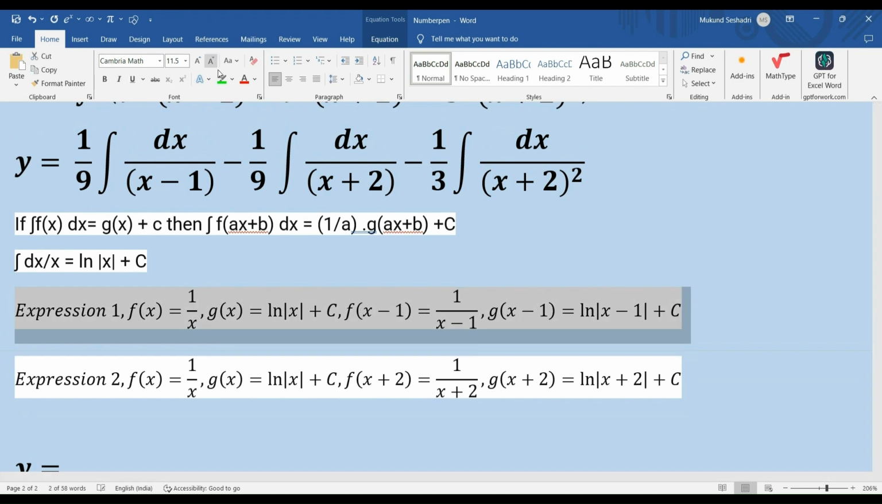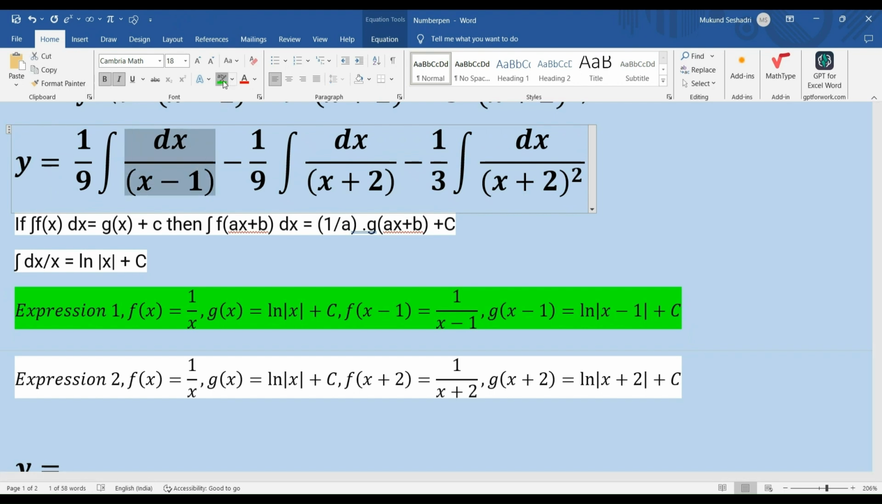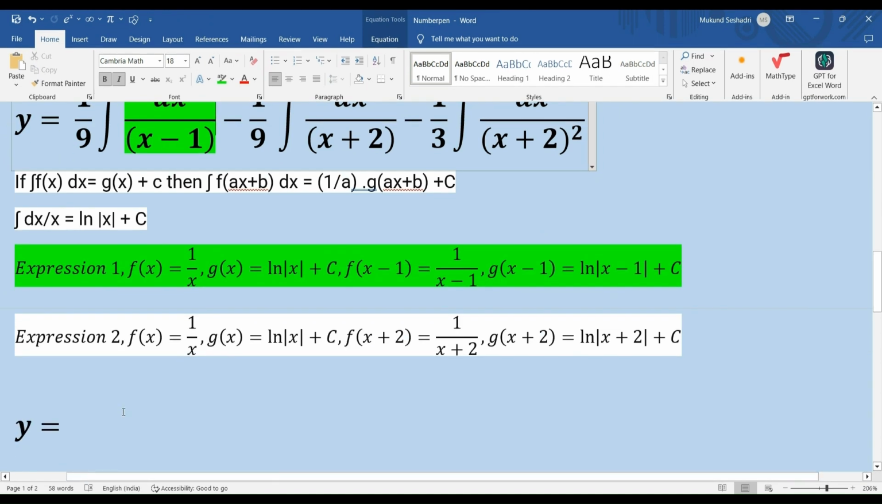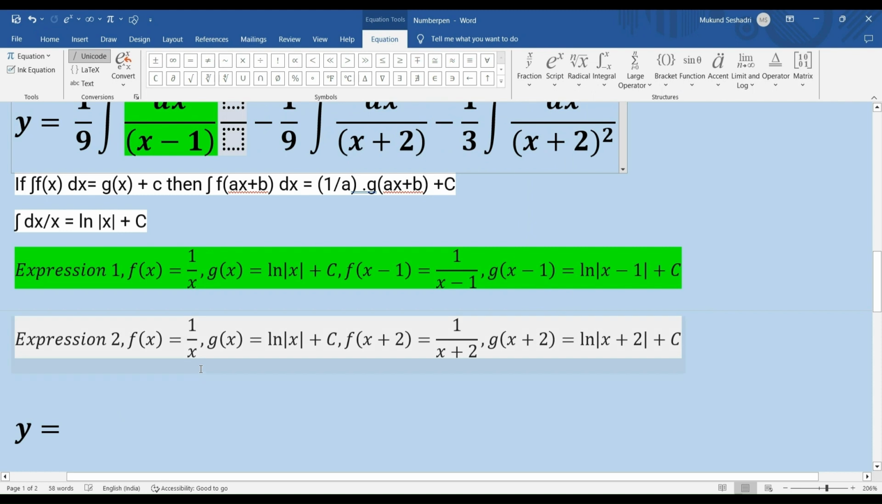So let's pick up expression 1. I'm going to highlight it in green, and I'll highlight it in green in my y as well. So we are on the green expression right now. My f of x equals 1 by x, my g of x equals ln of mod of x. Therefore, my f of x minus 1 equals 1 by x minus 1, my g of x minus 1 equals ln of mod of x minus 1 plus c.